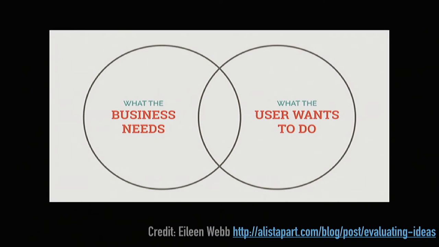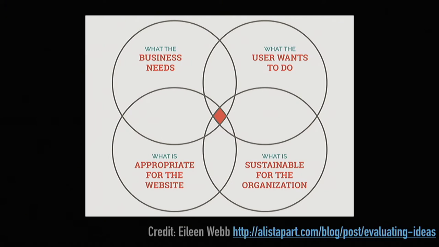I also think we talked about the importance of goals and really defining your goals. And this is an interesting, I'm sure people have seen this Venn diagram before, this idea that you've got to hit the sweet spot between what your business needs are and what the user wants to do. But then there's, I think, some other considerations around what's sustainable for the organization, what's appropriate for the website. So you could be thinking about what you know about your user, that research, and what you're trying to do as a business, but you can't ignore these other two factors.